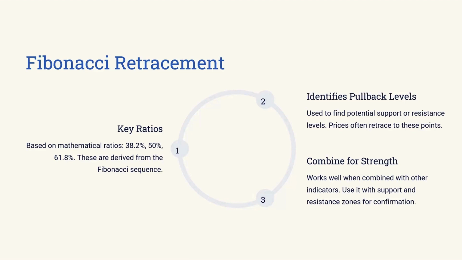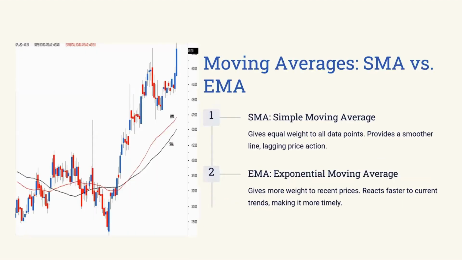Now proceed with the next slide, which is about moving averages, SMA versus EMA. SMA is the simple moving average, EMA is the exponential moving average. Moving averages are one of the most foundational tools in technical analysis.